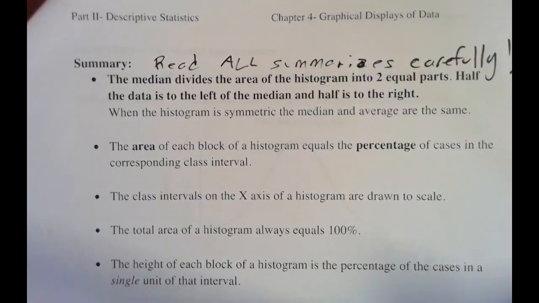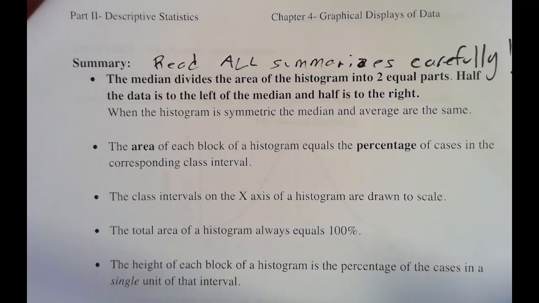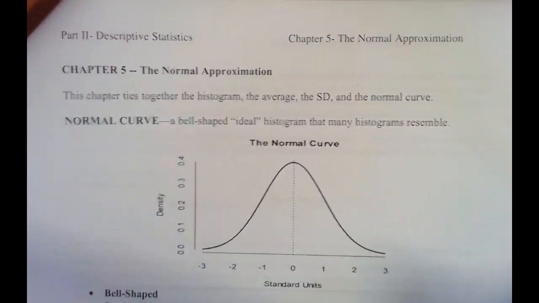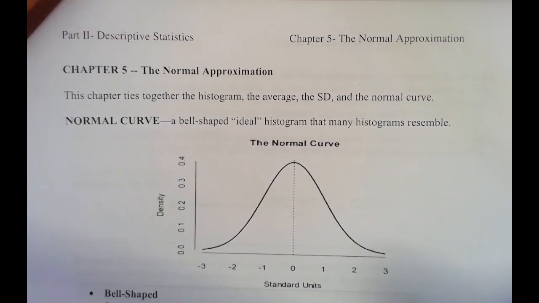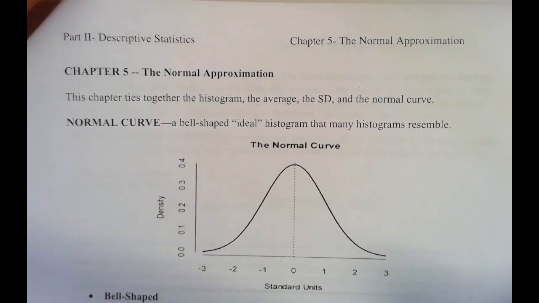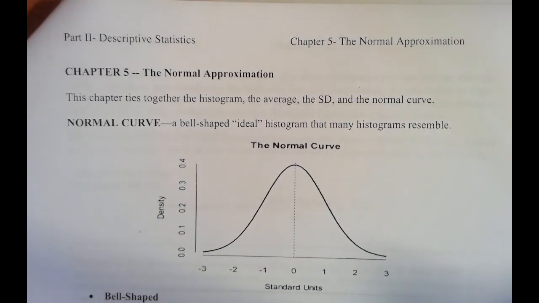Okay, so now we're going to start chapter 5. So let's do that. All right, so chapter 5 is on the normal approximation. It's on the normal curve. So what is this normal curve? Well, this normal curve is an ideal histogram.